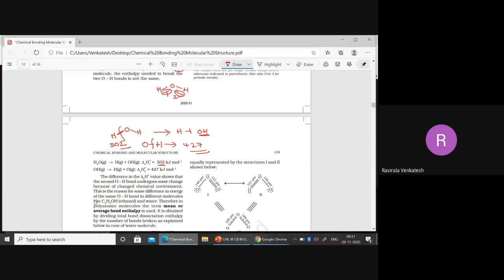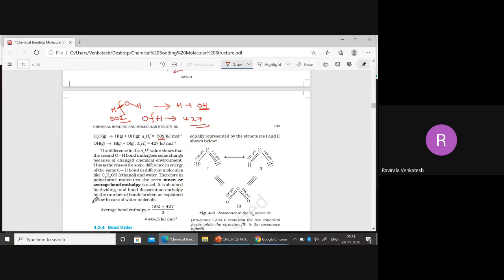So breaking the stable is very difficult for us. Okay. So that is the reason what happened. Environment we have to consider. Here the environment is different. When you are breaking this one, the environment is different. When you're breaking this one, the environment is different. So in that case, what we have to take? So you have to take what? Average bond enthalpy.